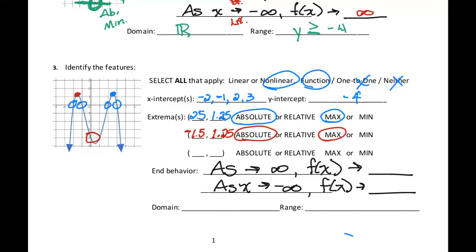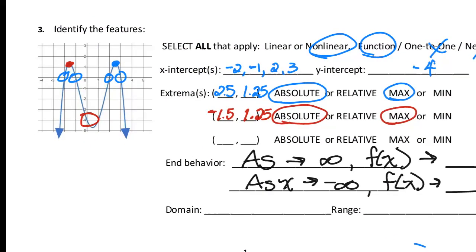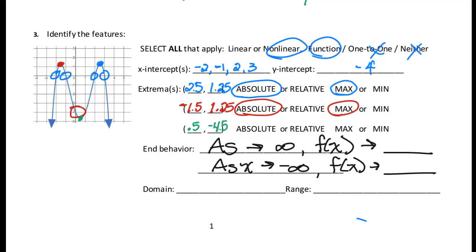And do I have any more? Yes. What do I have? Yeah, 0.5 and -4.5. That's the point in green. And what would we call this one? What is it? I didn't hear. Relative. Yeah, it's like your relative, you know. Relative minimum. Okay.